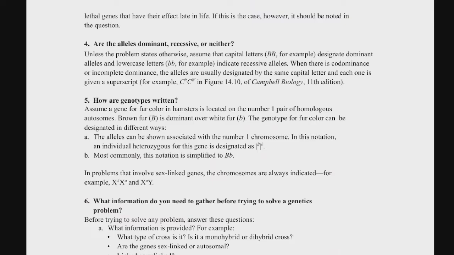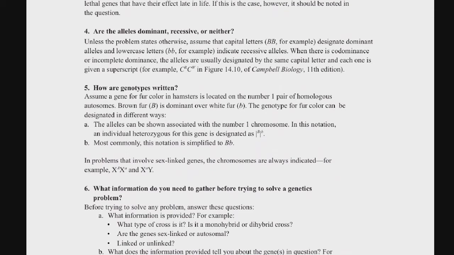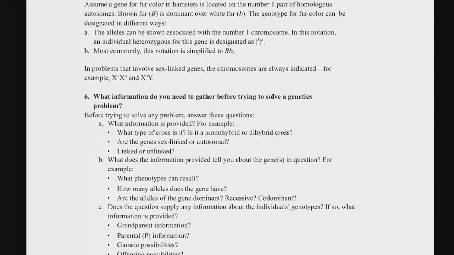Great, okay, assuming if alleles are dominant, recessive, or neither. We know that big case letters are dominant and that lowercase indicates recessive. And that's usually the go-to. When there's codominance or incomplete dominance, they usually have a superscript. So these little guys up here will be indicated. And then how genotypes are written.